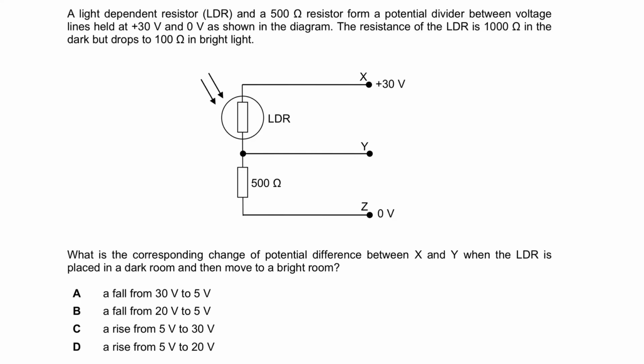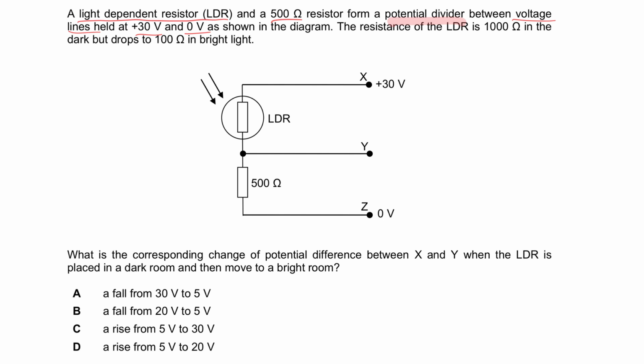This question is on potential divider, where it involves an input transducer, which is a light dependent resistor, LDR, also connected in series with a 500 ohm resistor, and the voltage lines are held at plus 30 volt and 0 volt, meaning to say the EMF is 30 volt.